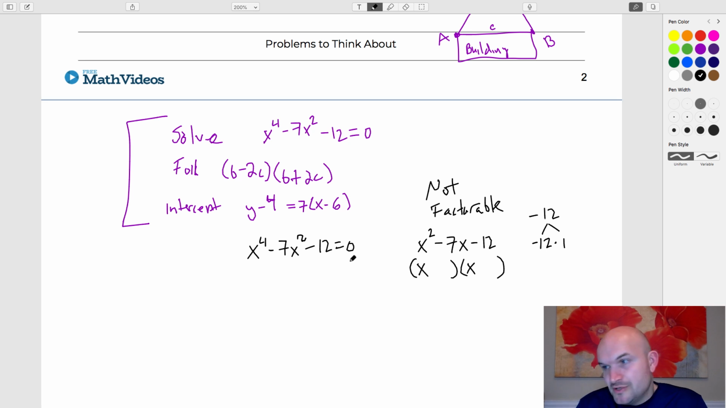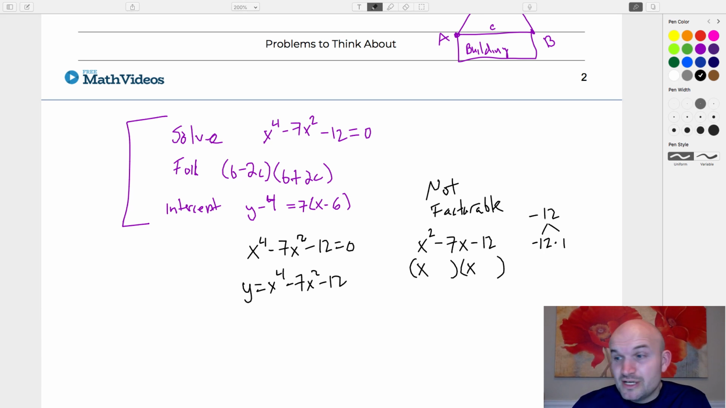Basically, what I would recommend doing is, you know what, I'll help the student out. Let's go ahead and look at Desmos. That's what I would do in this case. I would rewrite this as y equals x to the fourth minus 7x squared minus 12, and let's see if there are any solutions here. So I'm going to graph this.